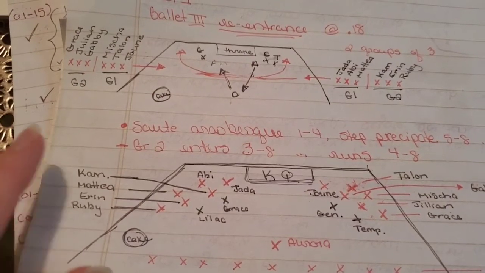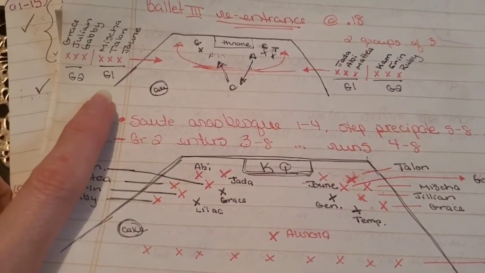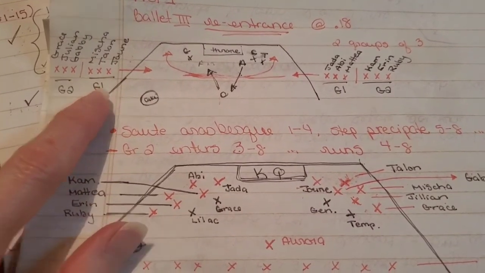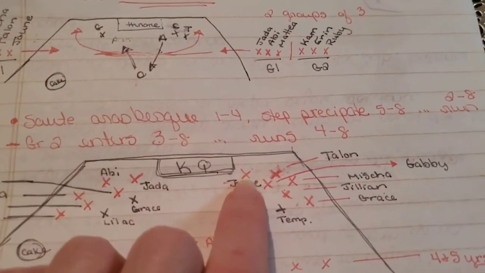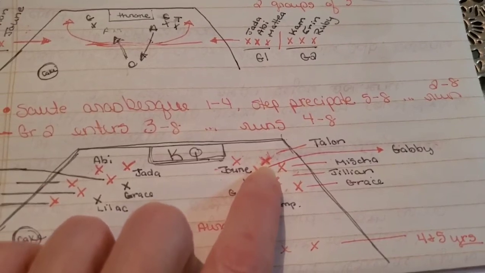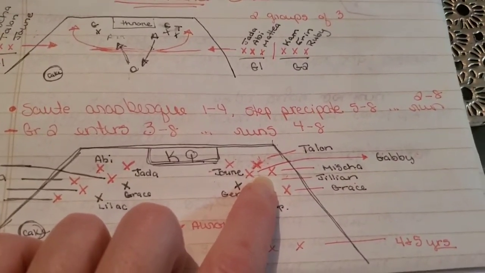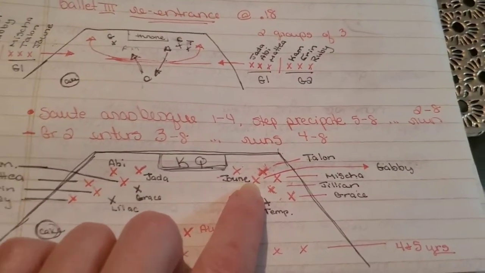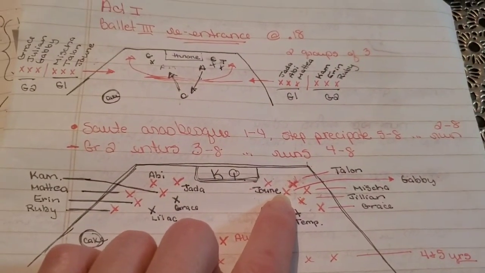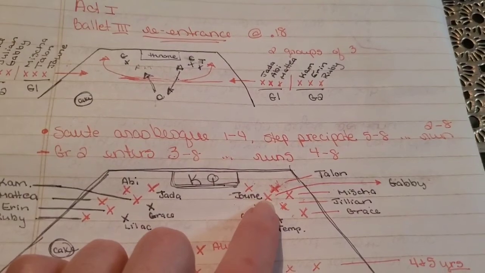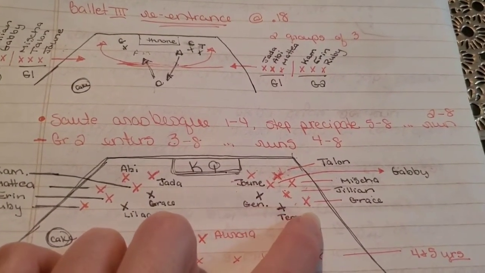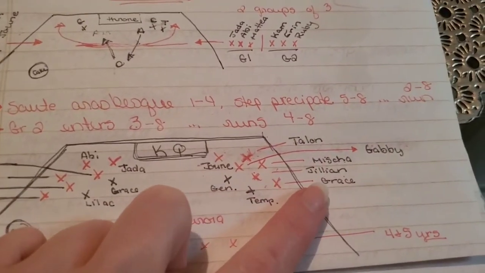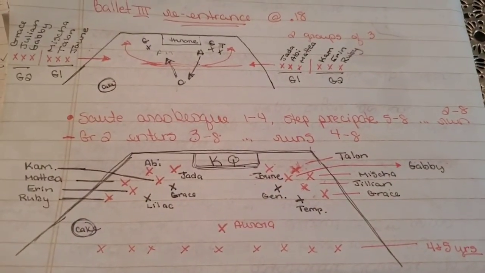So then the second side here on the stage right side, it's Jonay, Talon, and Misha. So as you can see, Jonay is there, Talon is there, and Misha is there. It is supposed to be kind of a diagonal. It's kind of hooking around the stage. And then the second group is Gabby, Jillian, and Grace. So then Gabby's here, Jillian's right here, and Grace, not the Grace Fairy, but Grace is right down here. So hopefully that makes sense.